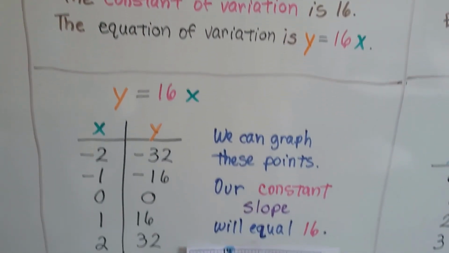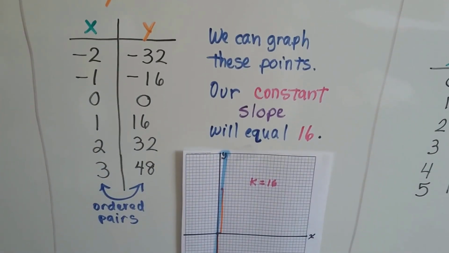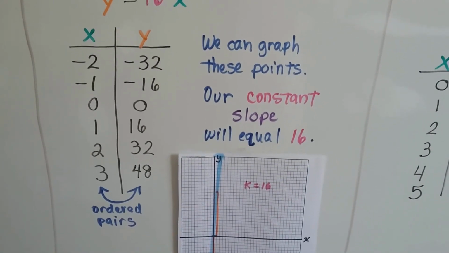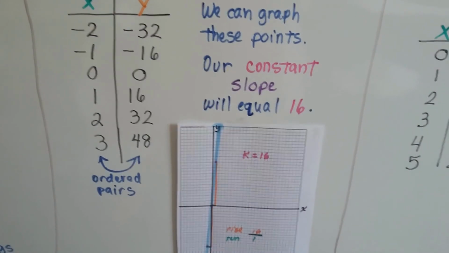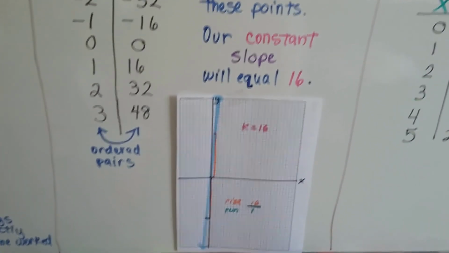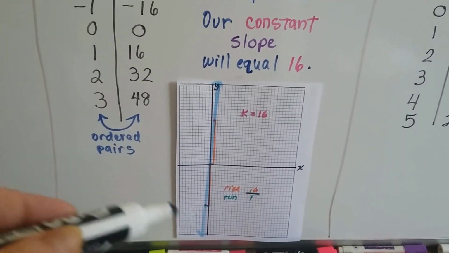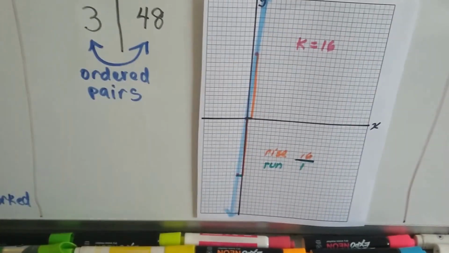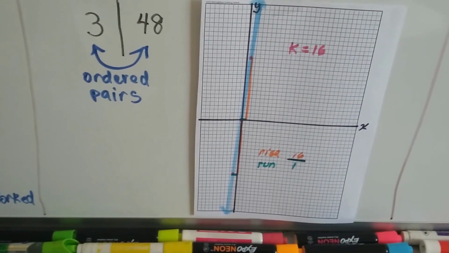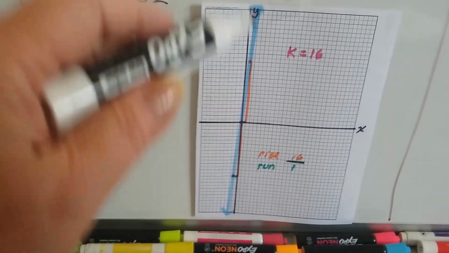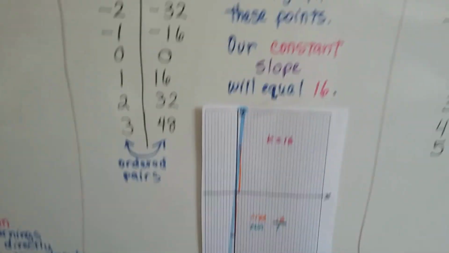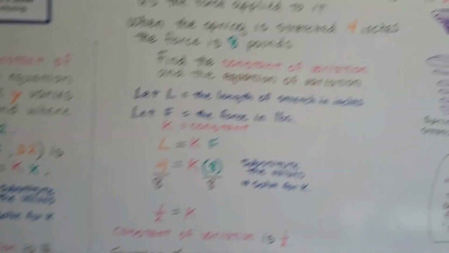So if y equals 16x, we can make a function table and plug in values that'll make y equals 16x true. We can graph these points, and our constant is going to be our slope. It's going to equal 16. We're going to have a rise of 16 over a run of 1. And when it's simplified, that's going to be our constant. Okay? That makes a pretty steep graph, doesn't it? It's almost vertical.